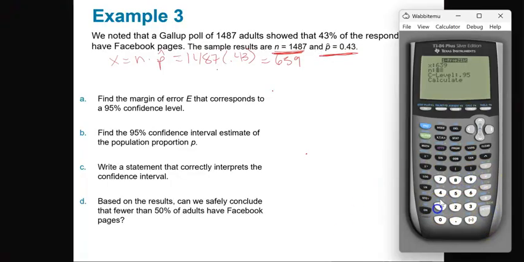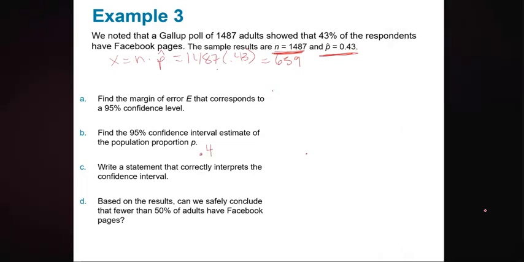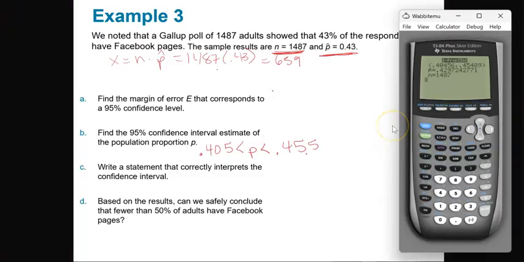The n in this case is 1487, and the confidence level they gave us is 0.95, and then we're just going to hit calculate. So we actually get our confidence interval to be 0.405 is less than p, which is less than 0.455. And we got all of that from our calculator.